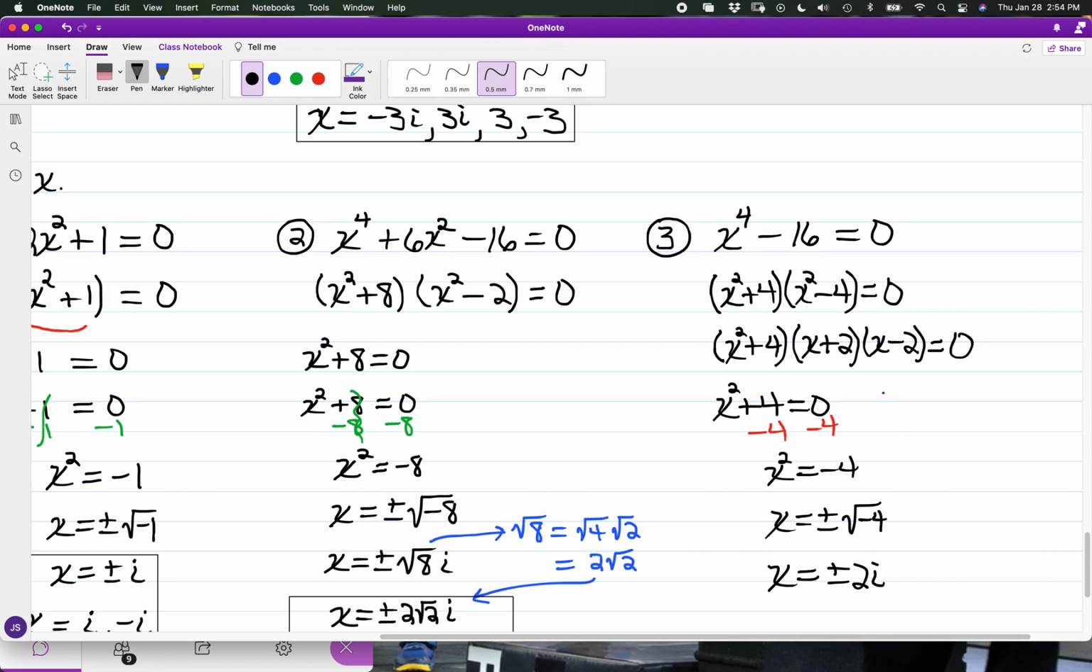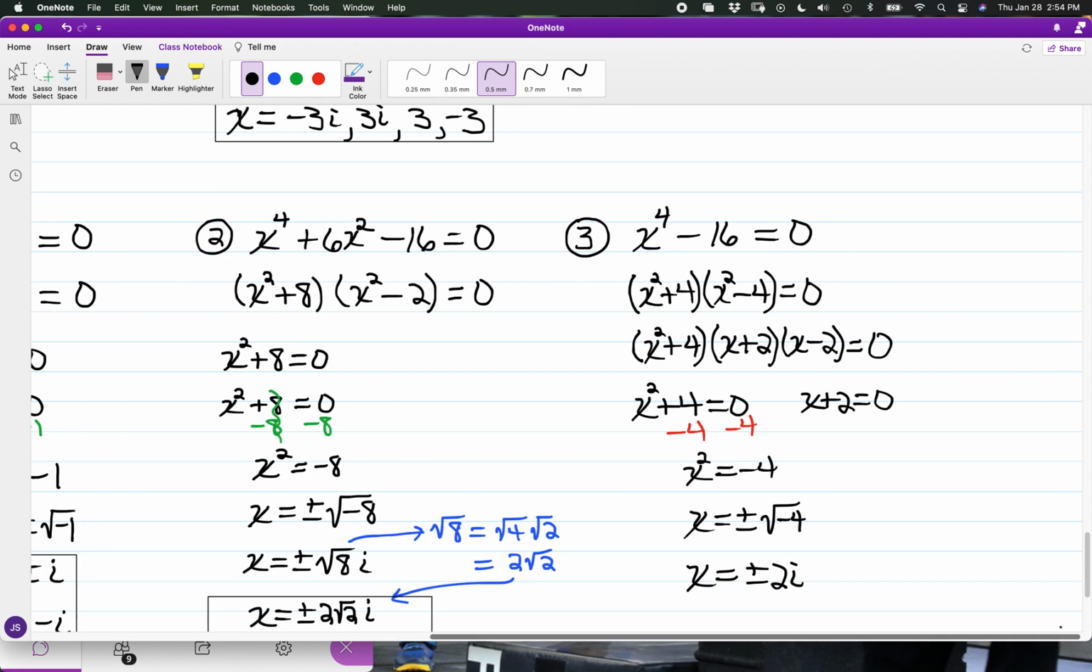And for x plus 2 and x minus 2 equal to 0, if I respectively take 2 away from both sides and add 2 to both sides, for x plus 2, we have x is equal to negative 2. And for x minus 2, we'll have x is equal to 2.